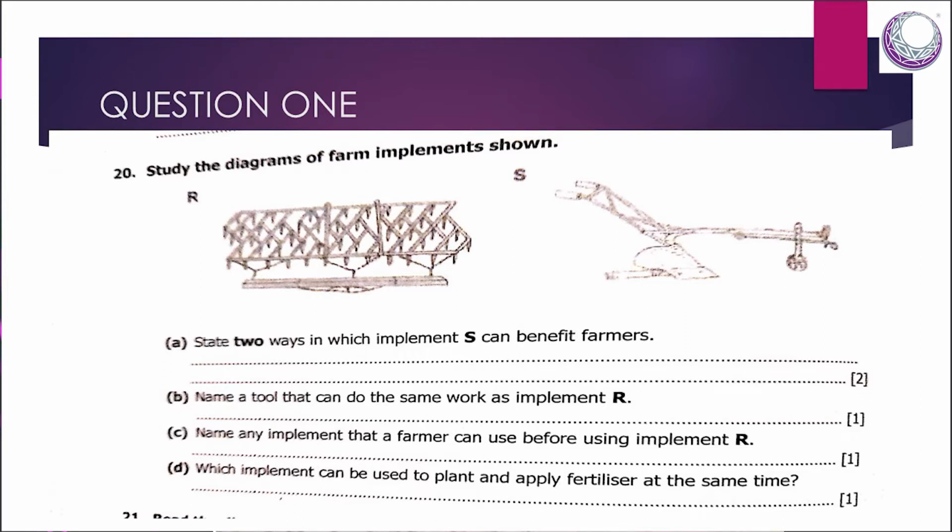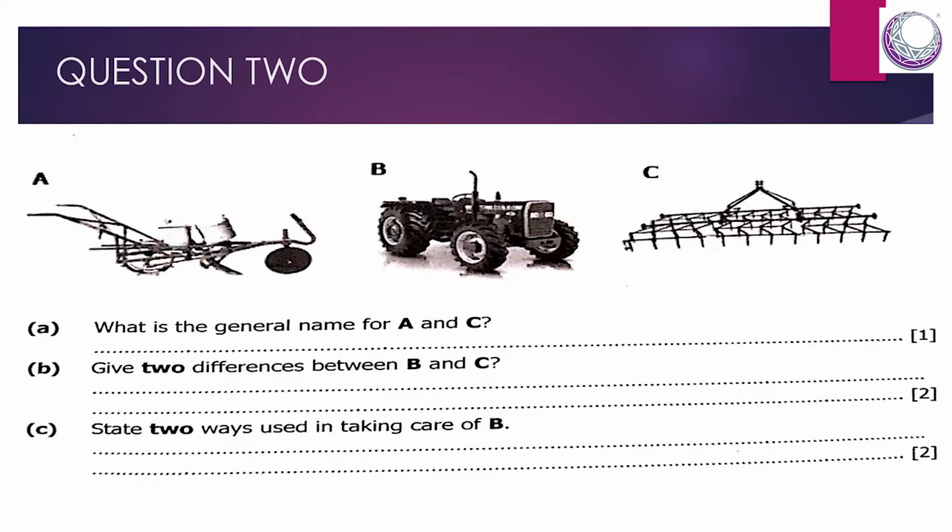Then we move on to item D, which reads, which implement can be used to plant and apply fertilizers at the same time? You are correct if you said a planter. We move on to question two.